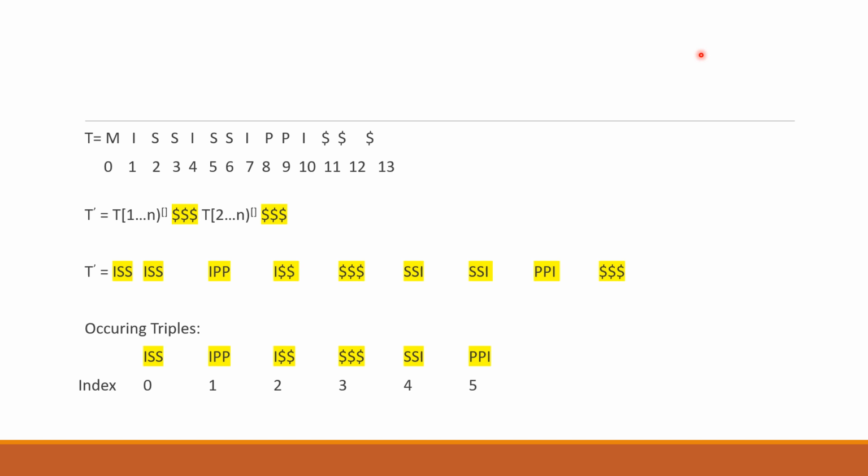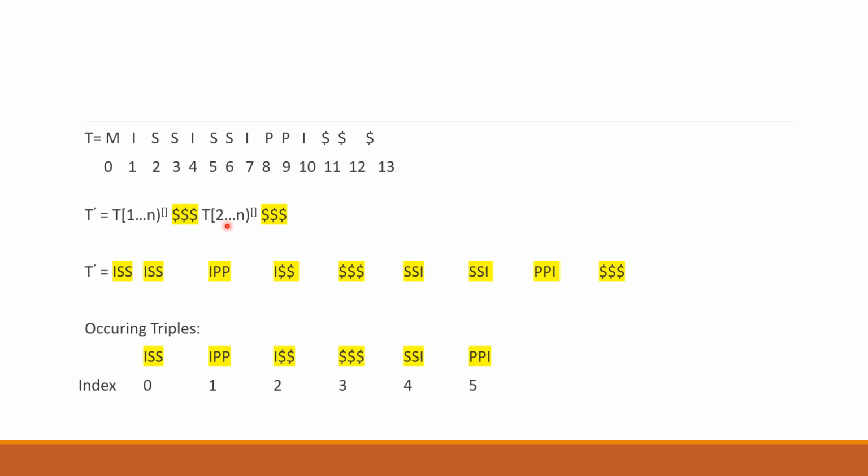So for the string Mississippi, T1 would be omitting the first character and taking the next three, so that is ISS. Then T4 would be omitting the first four characters and taking the rest, that is again ISS. T7 would be omitting the first seven characters and taking the rest, that is IPP. Then T10 would be omitting 0 to 9 and taking from 10, that is I$$. And then in the end we have $$$.